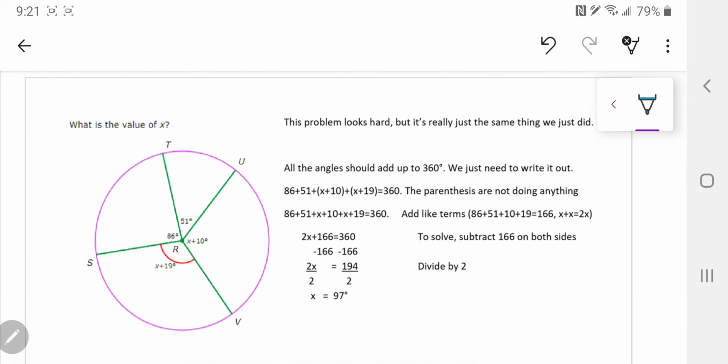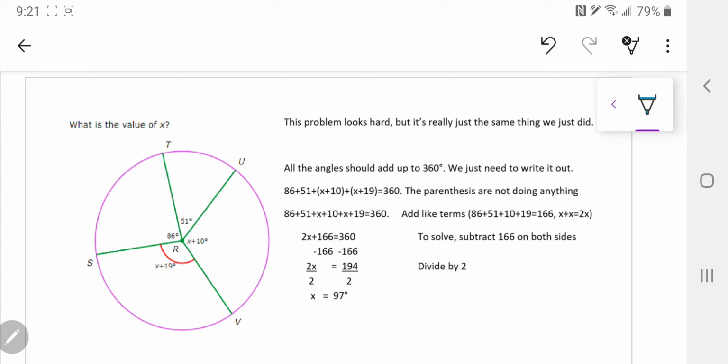These are the hardest problems in there. It's exactly the same thing, but they start throwing letters in there. So if you get to these ones and it's the letters that is confusing you, let me know that, because then we can talk about solving, and maybe it's just the solving part that's tricky, but I'll try and explain it on this one. So all of the angles need to add up to 360 just like we just did.